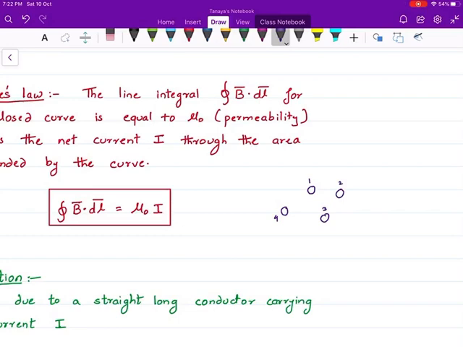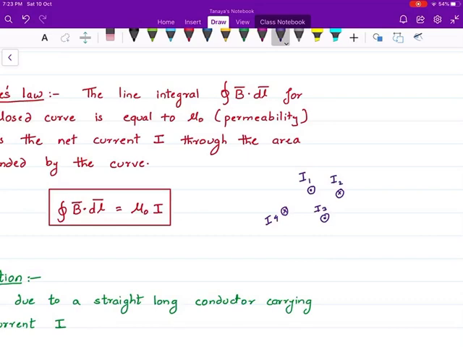Wire 1 is carrying a current which is coming out of the screen, so it is shown by a dot. Wire 2 is carrying a current which is going into the screen, and you know that is shown by a cross. Wire 3 is carrying a current which is coming outside, so it is shown by a dot. And wire 4 again is carrying a current which is going inside. Let me call these currents I1, I2, I3 and I4.